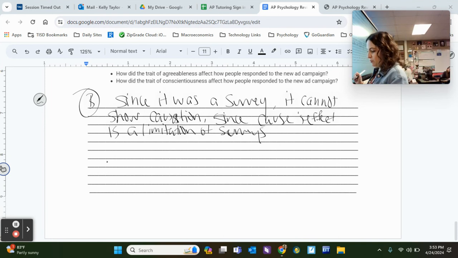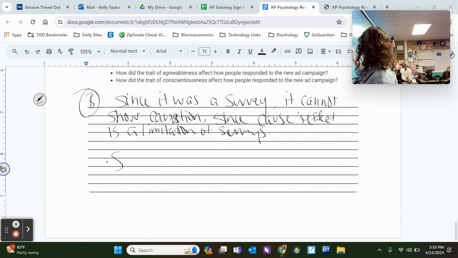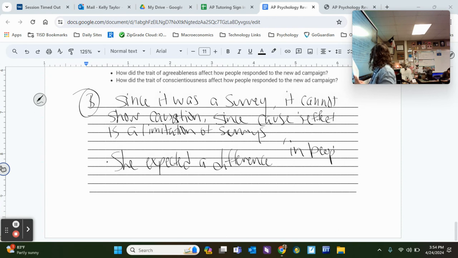And so, when I put, she expected, she had to have expected a difference of how people with different personality types would respond to the ad, because that's why she separated them into personality types. So she expected a difference in people with different personality types.